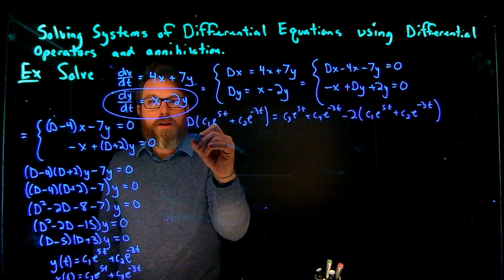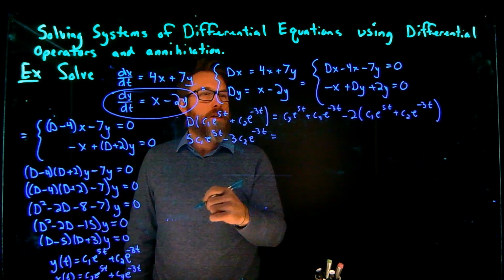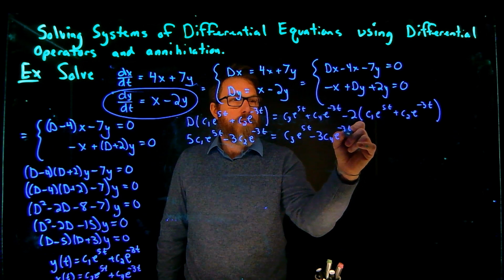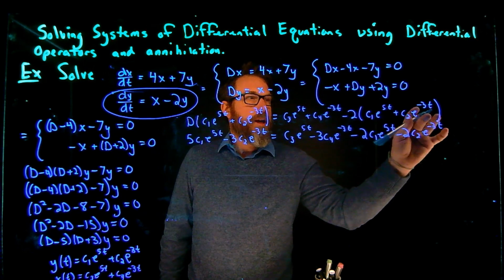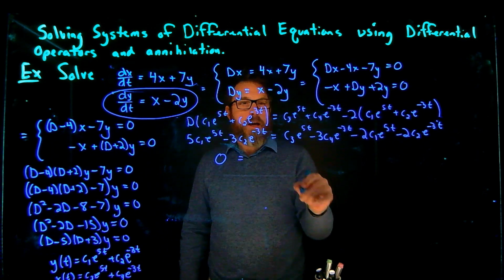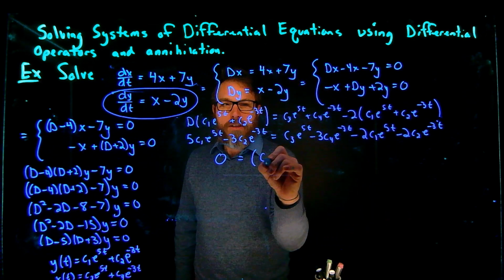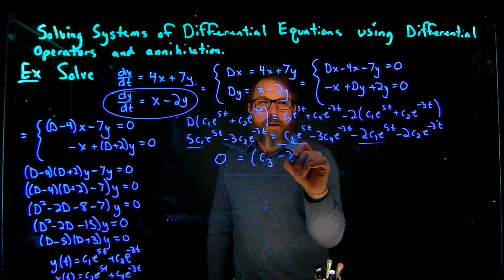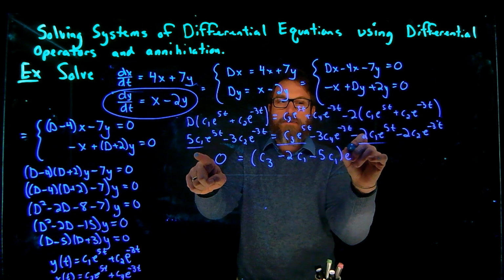So the derivative of this is going to be 5c1 e to the 5t minus 3c2 e to the minus 3t, and this is going to equal c3 e to the 5t plus c4 e to the minus 3t, and then distribute the negative 2. And then I'd like to set it equal to 0. So let's go ahead and send them over here. So 0 is going to equal, for this coefficient, I want the e to the 5t's. So we're going to have a c3, which is also e to the 5t. So this one, and then also this one. So this is going to be minus 2c1, and when I put this to the other side, this is going to become minus 5c1, and this will all be e to the 5t.